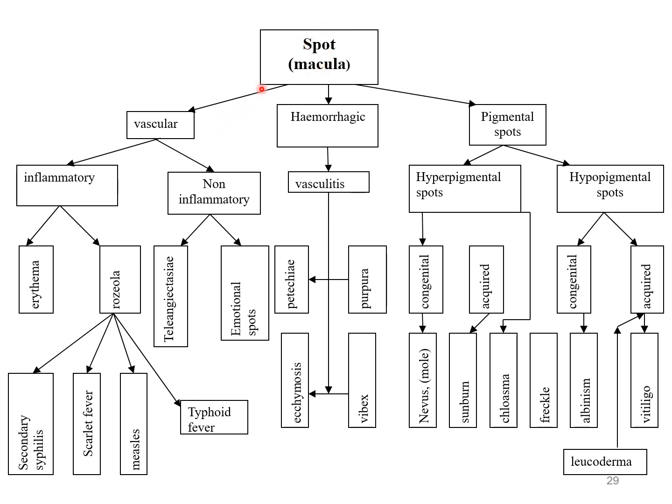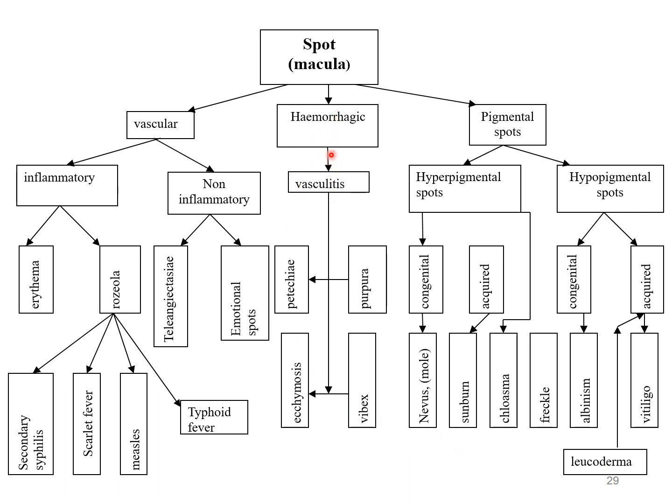Macula may be vascular, hemorrhagic, or pigmental spots. Pigmental spots may be hyperpigmental or hypopigmental. Hyperpigmental may be congenital, or acquired. Congenital may be nevus. Acquired may be sunburn or chloasma. Hypopigmental spots may be congenital and acquired too. Congenital hypopigmental spots, for example, albinism. Acquired hypopigmental spots, vitiligo. And acquired may be leukoderma too. Leukoderma, we will study these signs. In syphilis, we can meet this symptom.